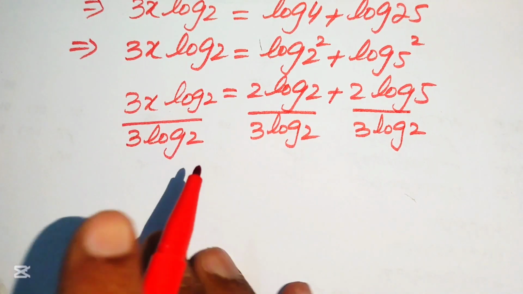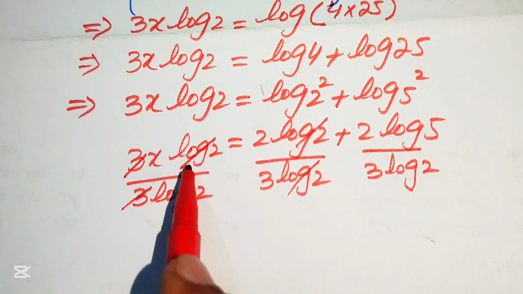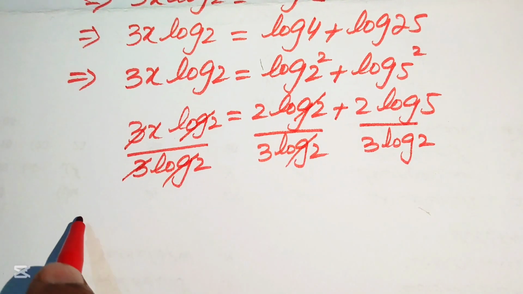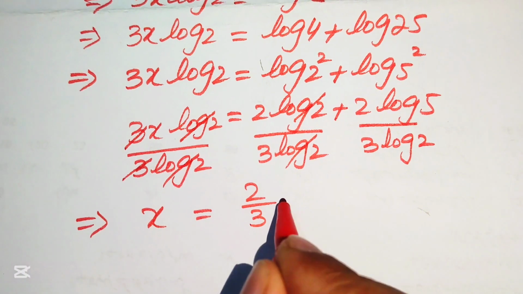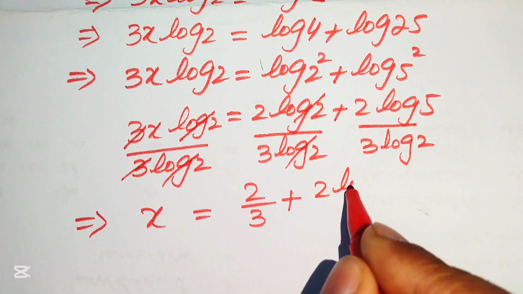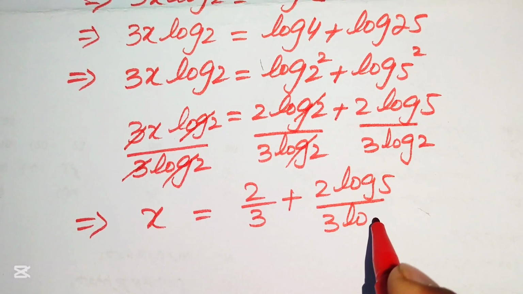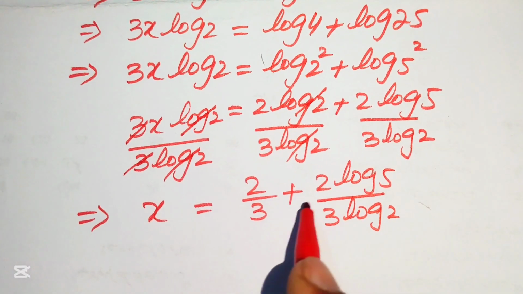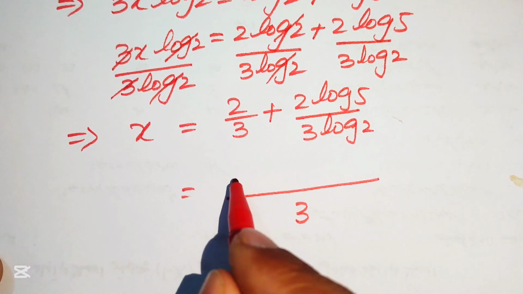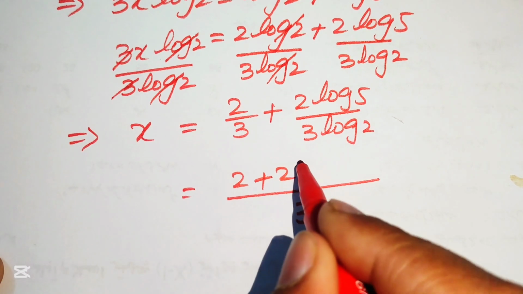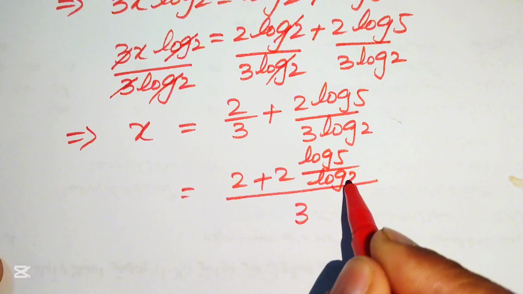Further you see here this log 2 is cancelled out by this log 2, this 3 is cancelled out by this 3, log 2 is cancelled out by this log 2, and we will get here x equals 2 divided by 3 plus, here you have 2 times log 5 divided by 3 times log 2. So we write this expression in this form. Here you take the LCM 3 and we write this expression as 2 plus 2 into log of 5 divided by log of 2.